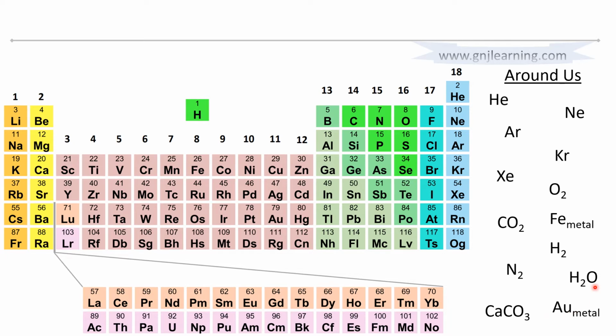So one thing you might have noticed is that only certain atoms can exist in their atomic form. Only certain atoms can exist in their atomic form. Others exist in their molecular form. Which are they? So as you can see, I have separated them.